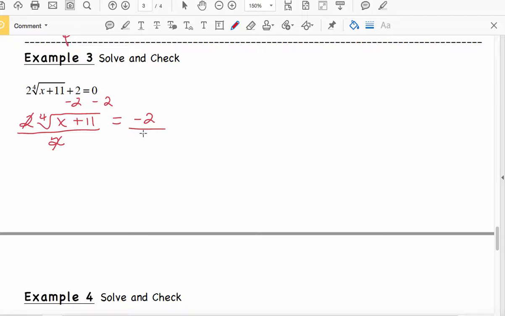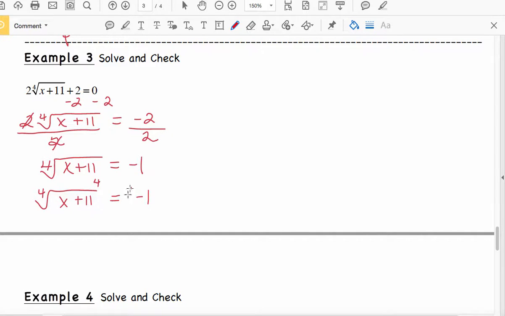And then what you do to one side, you're going to do to the other. So I divide my right side by 2 as well. I'm going to end up with the fourth root of x plus 11 is equal to negative 1. And then to remove my fourth root symbol, I am going to raise both sides of this equation to the fourth power.